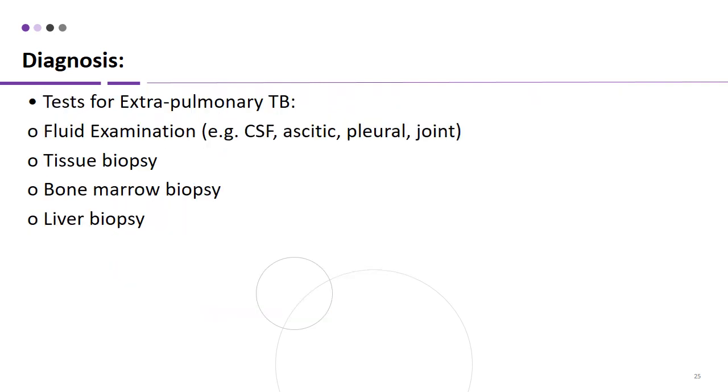So for the diagnosis of extrapulmonary TB, we can perform fluid examination, for example CSF, ascitic fluid, pleural fluid or joint space fluid, and we can perform tissue biopsy from lymph node or bone marrow, and liver biopsy.